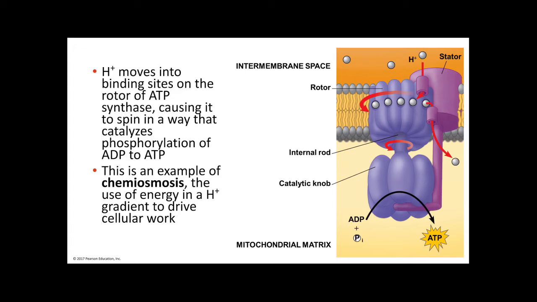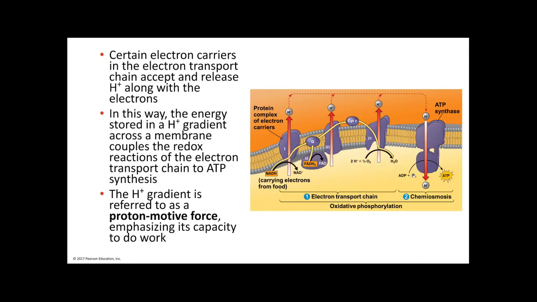This is an example of chemiosmosis, where you are literally using the energy in protons or hydrogen ions as they're moving down their concentration gradient in order for some type of work, in this case cellular work, to occur, which is making ATP.